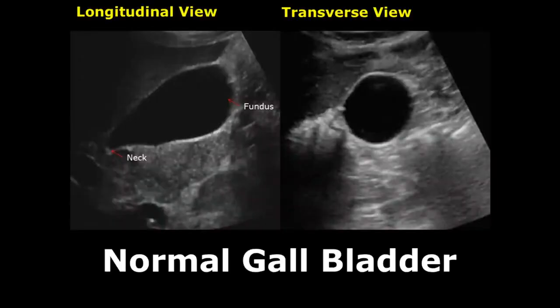The normal gallbladder has an anechoic lumen with hyperechoic walls, and here is the neck of the gallbladder, and over here is the fundus, and the central part is the body, and this is the transverse view of gallbladder.